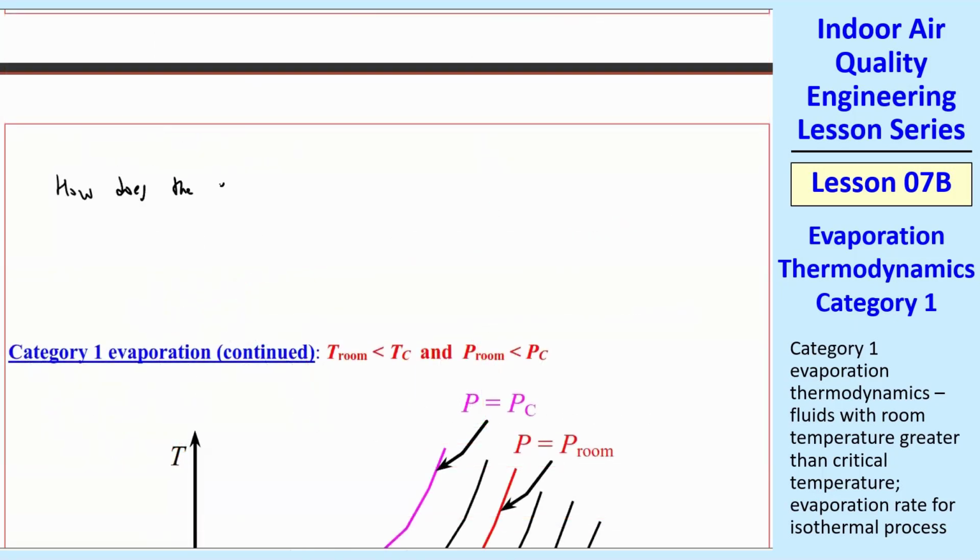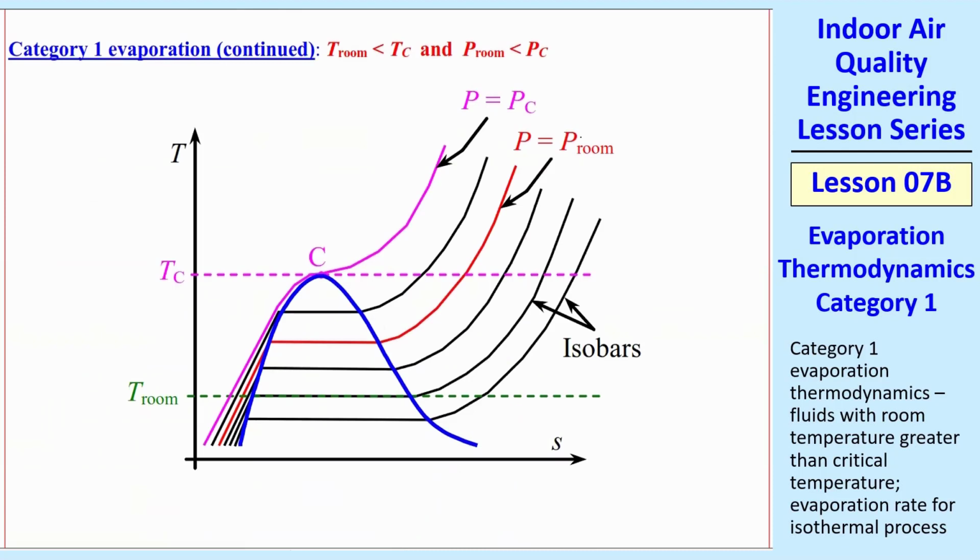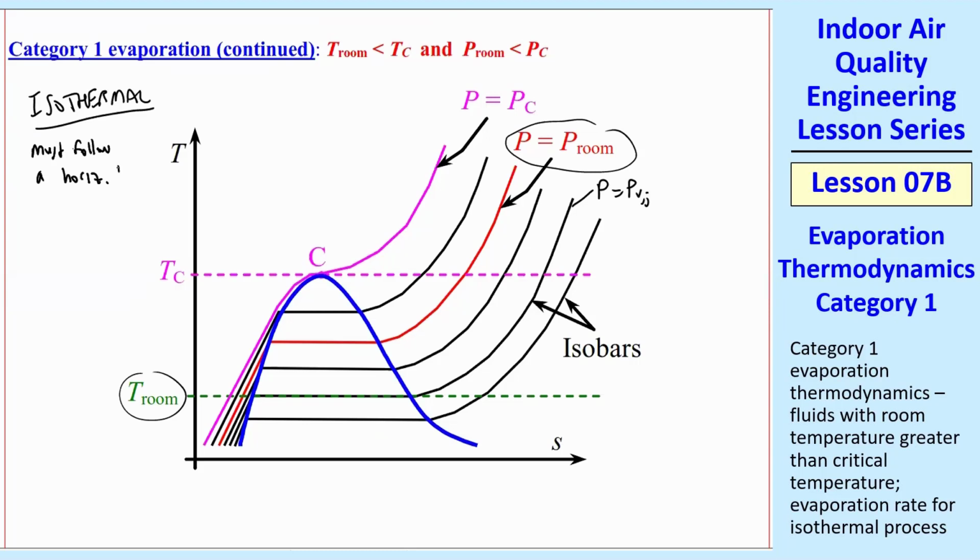How does the evaporation process look on our TS diagram? Again, the red one is P equal P room. We have T room down here, and this one is P equal PV, I'll put J now. This is PVJ. Remember, our process is isothermal, so we must follow a horizontal line in our process because T is on the vertical axis.